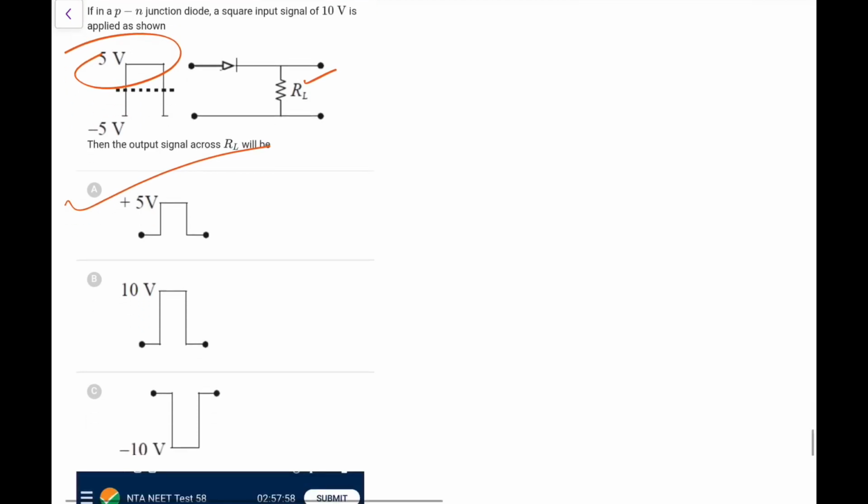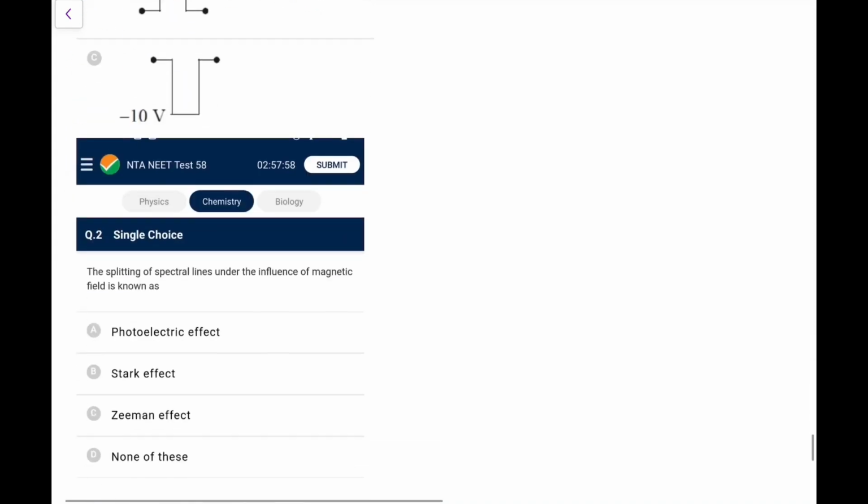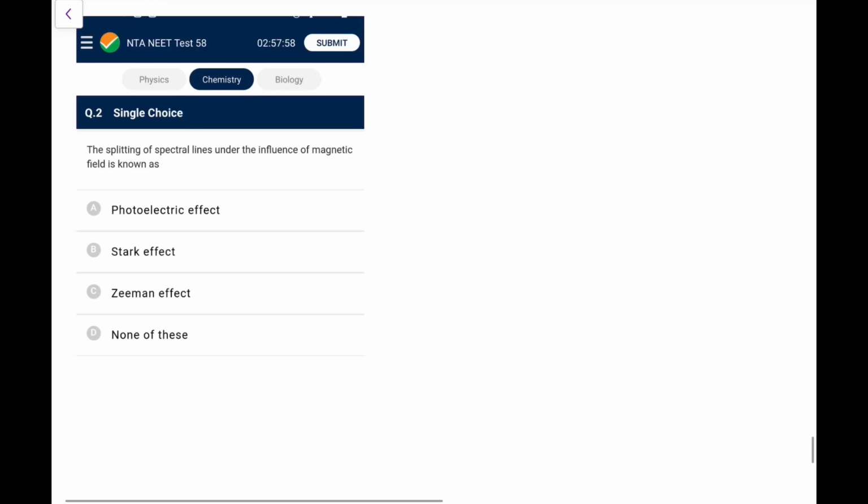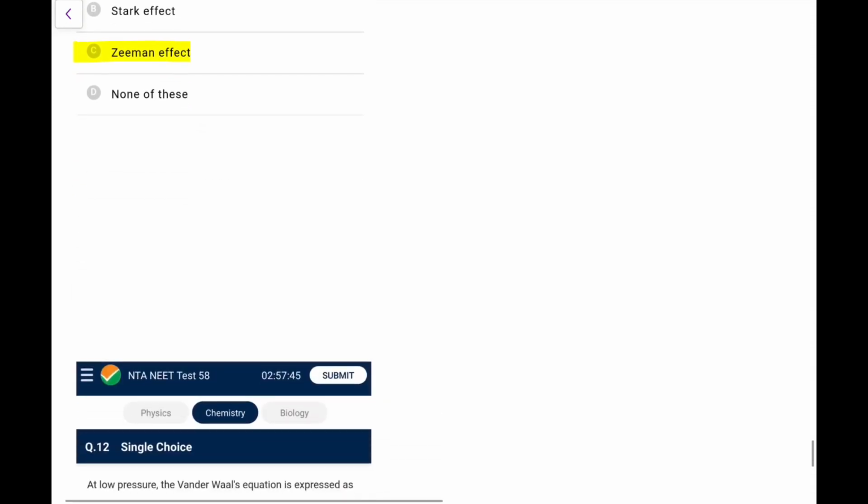Now, as I told you, I'll do some more questions. Yesterday I didn't do them but I'll do them here. The splitting of spectral lines under the influence of a magnetic field, that is what you know as the Zeeman effect. That is common to physics and chemistry. That's why, and it's an easy one for you.